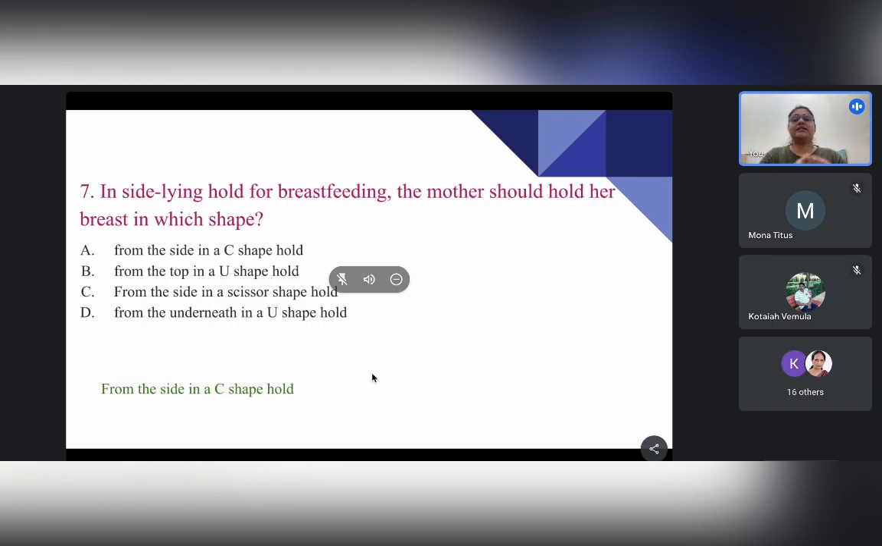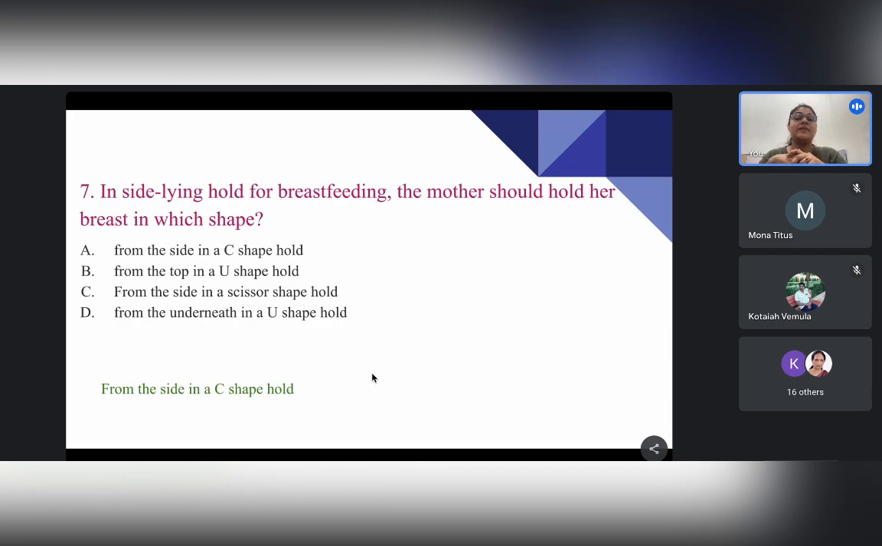The other option, say from the top in a U-shaped hold. If the mother is lying like this, then she has to elevate her hand and position it like that, which is definitely very inconvenient for the mother. And then option C, from the side in a scissor shaped hold. A scissor shaped hold is definitely not desirable, so that is eliminated automatically.